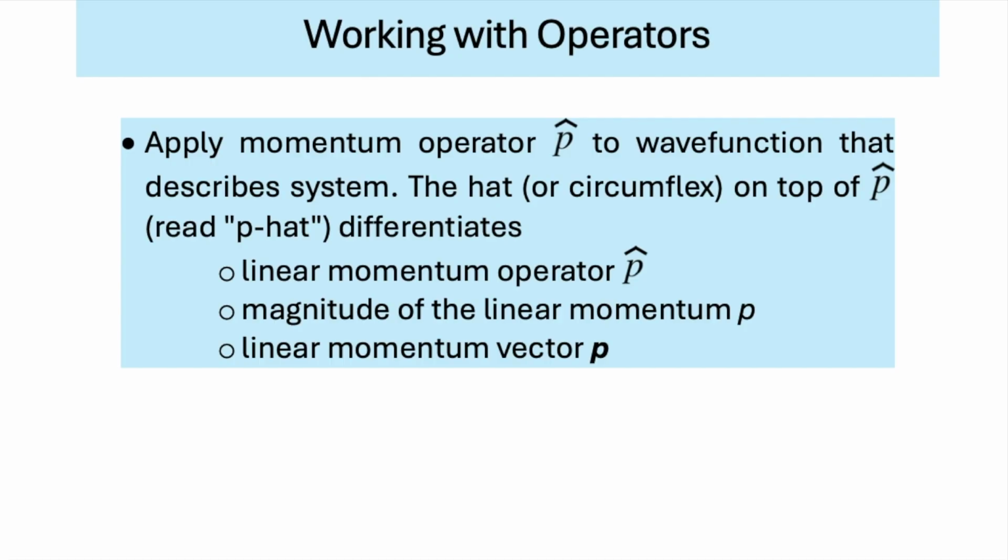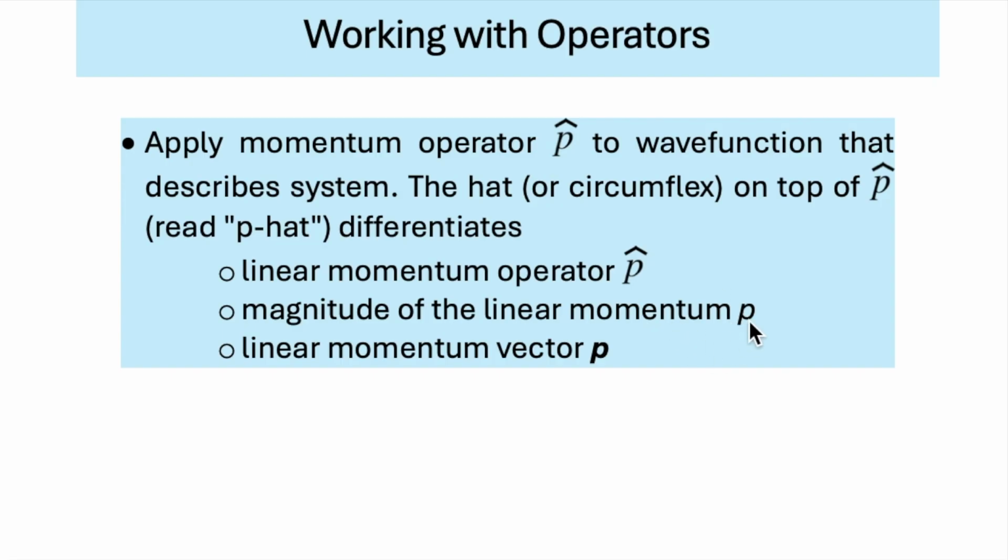So, how do we work with operators? Well, let's introduce that notation. You've seen it, but let's just make it explicit, right? We want to differentiate operators from scalars from vectors. And we do that with a notation where we'll put a little circumflex on top of a letter. We'll read that p hat. That is the linear momentum operator. And that's how we differentiate an operator from a scalar.